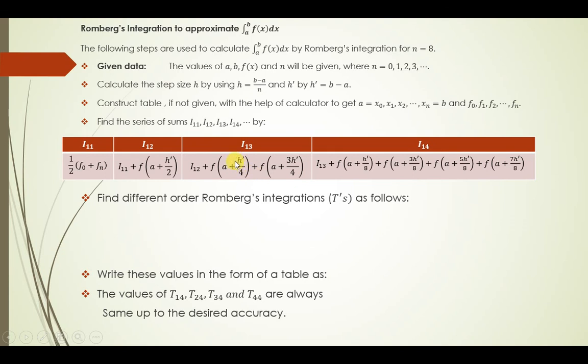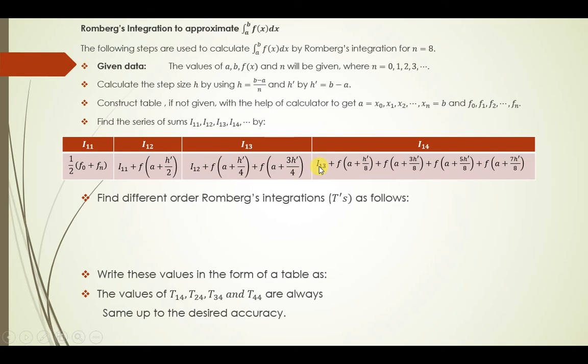The multiples of h prime are odd numbers. I mean, there is 1, then there is 3. So that is 1 h prime by 4 and that is 3 h prime by 4. So that is I13. And the fourth one is I14. I14 will be calculated by this formula. That is the formula for I14.